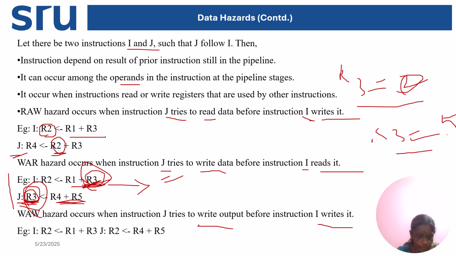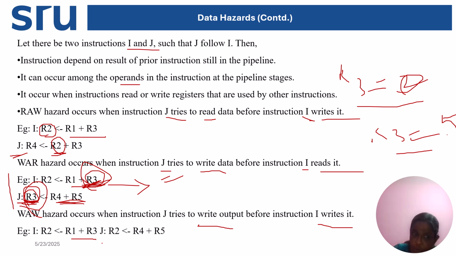See here, instruction I says R2 is replaced by R1 plus R3. But instruction J does R2 is equal to R4 plus R5. So our first instruction I is performed, so we are getting one value. Second, instruction J is performed, we are getting another value for R2.